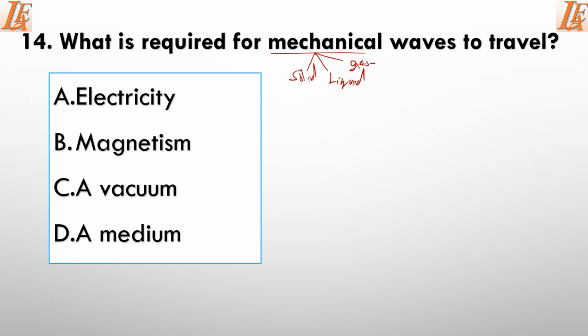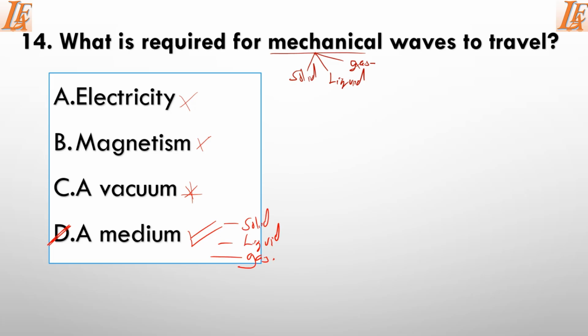So in the first option here, electricity, no. Magnetism, no. A vacuum, no. Mechanical waves cannot travel without particles. Therefore, the correct option here is D, which is a medium. And in a medium, we said we should have solid, we should have liquid, and then we should have a gas medium.